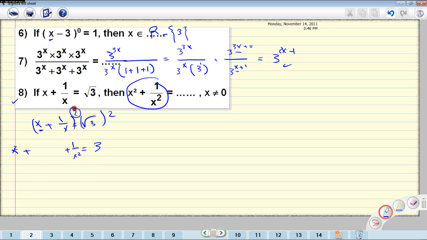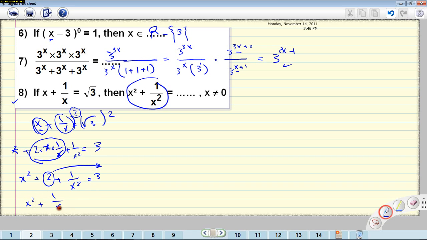Yes, it's 2 times first times second, which is 2 times x times 1 over x. Okay, x power 2 plus, we multiply this term, x times 1 over x, the two x cancel together, so it's 2, plus 1 over x power 2 equals 3. I'm gonna move 2 to the next side, so x power 2 plus 1 over x to the power of 2 equals 3 minus 2, which is 1.